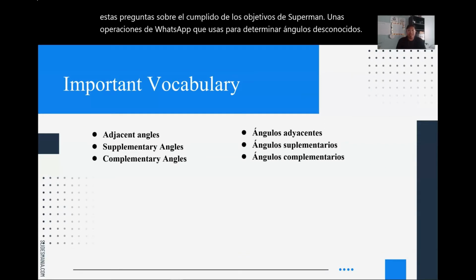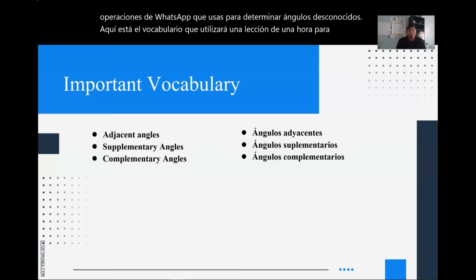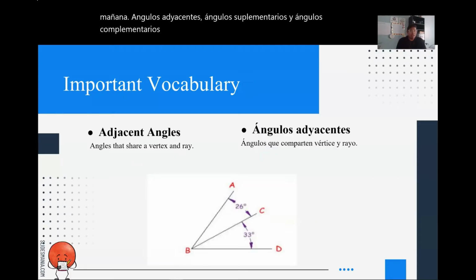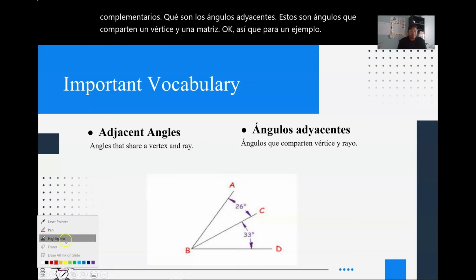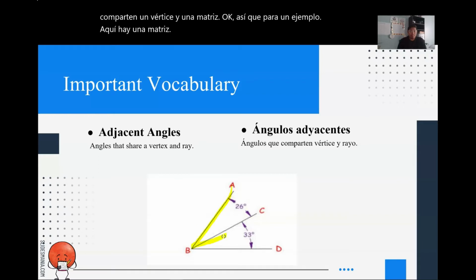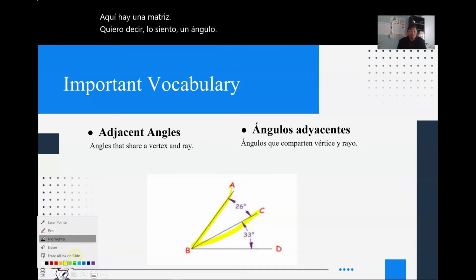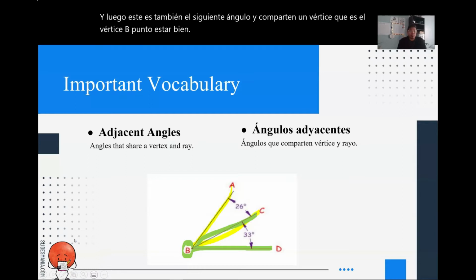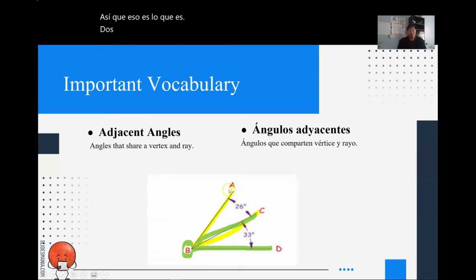Here is the vocabulary that we'll be using in our lesson for today and tomorrow. Adjacent angles, supplementary angles, and complementary angles. What is adjacent angles? These are angles that share a vertex and a ray. Okay, so for an example, here is a ray. An angle. And then this one is also the next angle. And they share a vertex, which is vertex B, point B. Okay, so that's what it is. Two angles that share a vertex. ABC and CBD. ABC measures 26, CBD measures 33.